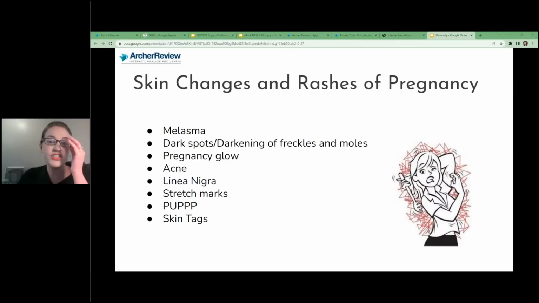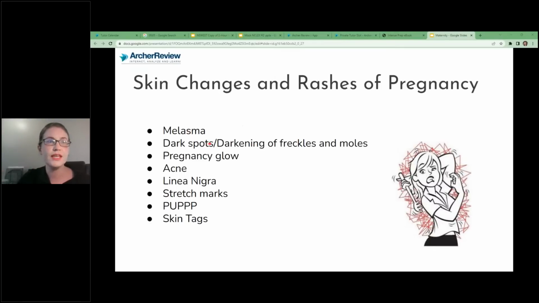So first of all, skin changes and rashes, pretty common when you're pregnant. One of the first changes that can happen is melasma. That's also known as the mask of pregnancy. Basically, women, when they're pregnant, they can get this really dark pigmentation across their forehead and cheeks because of the hormonal changes. The good news is that it does usually fade quite a bit after the pregnancy.